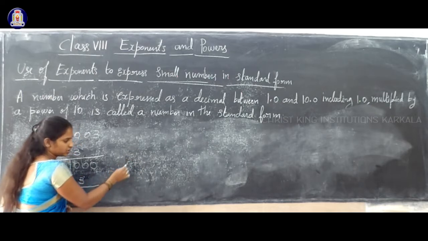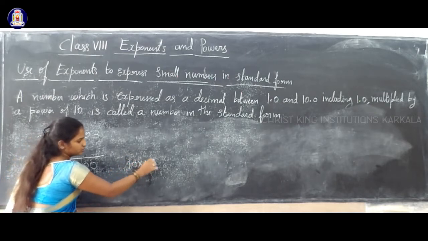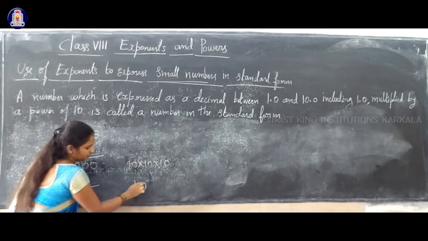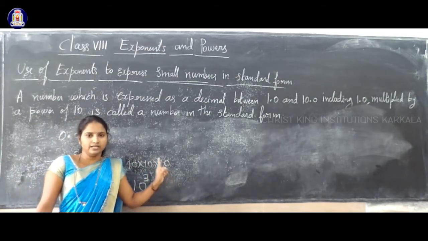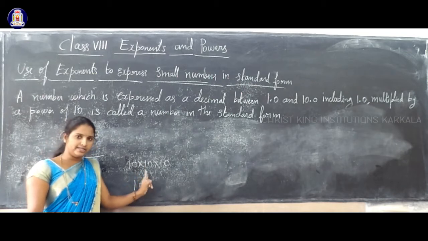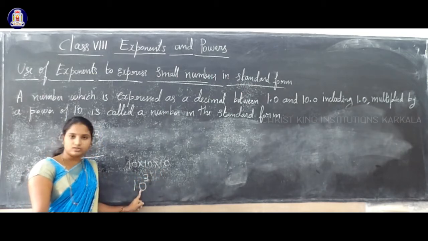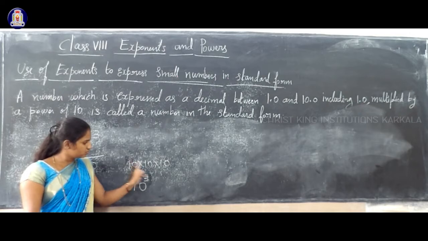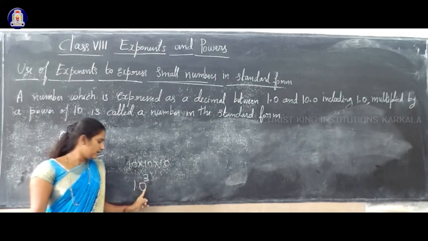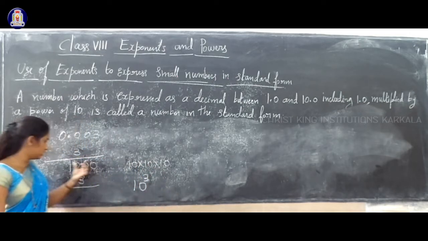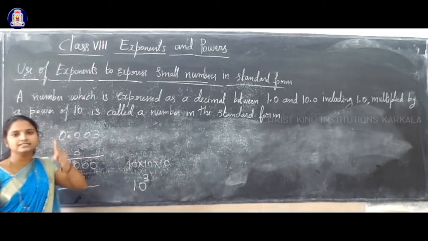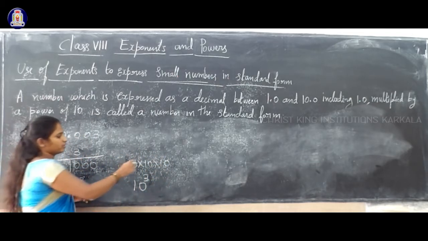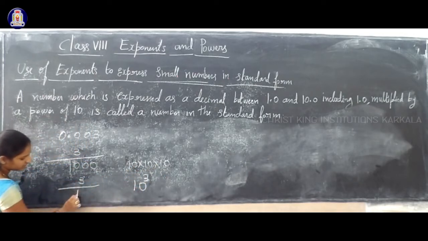Next, this 1000 can be written in exponential form: 10 into 10 into 10 means 10 power 3. So what is 10 into 10 into 10? 10 tens are 100, 100 tens are 1000, right? So 1000 can be written as 10 into 10 into 10, and 100 can be written as 10 into 10. So this is 10 power 3.